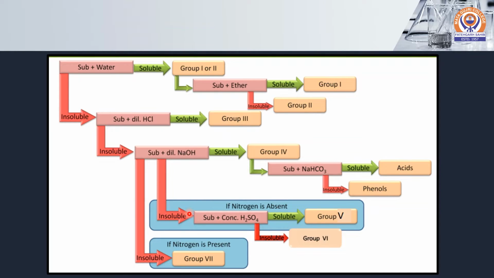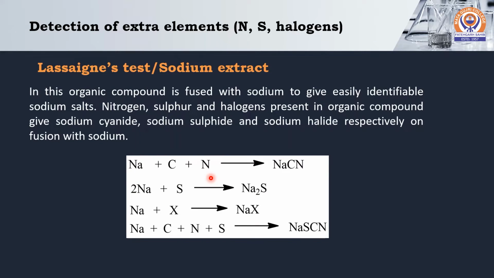If insoluble, then group 5 and group 6 compounds will be there, or group 7 compounds may be present. So, solubility will indicate which organic compounds it may be. Detection of extra elements, that is nitrogen, sulphur or halogen. For this, we will prepare Lassaigne extract.